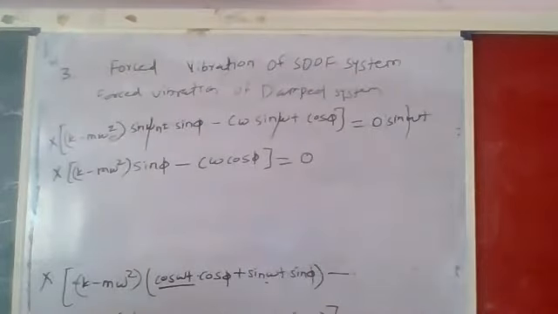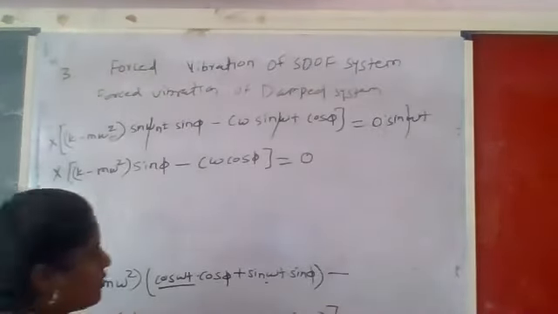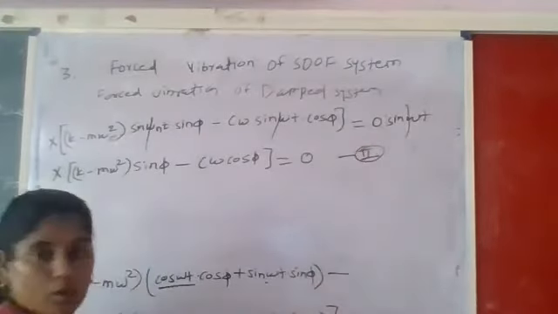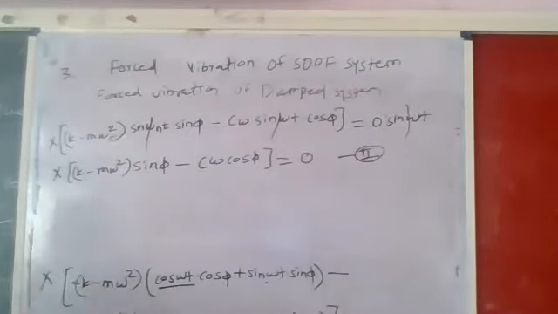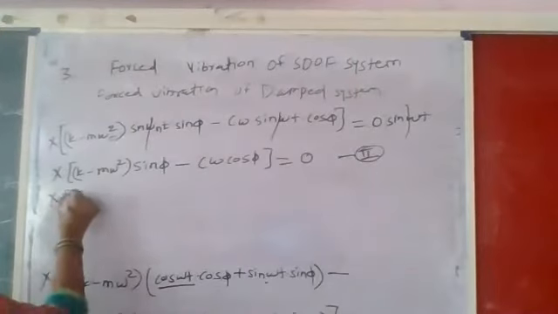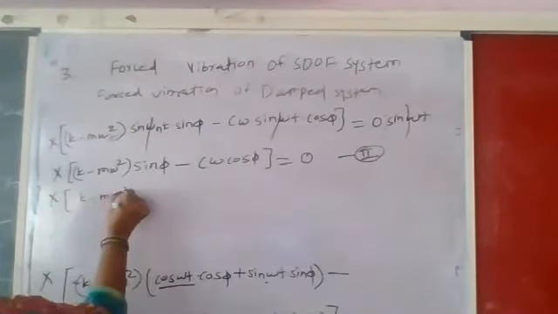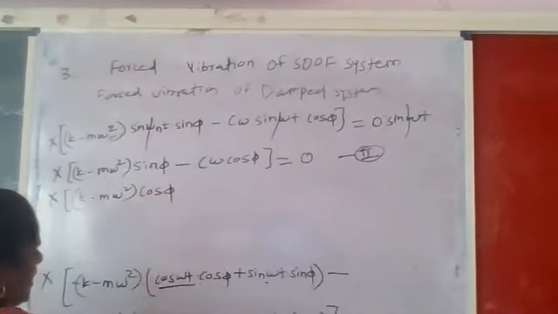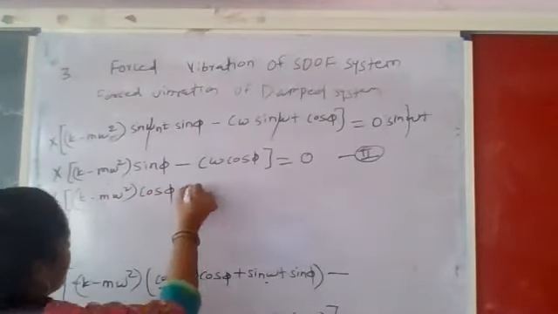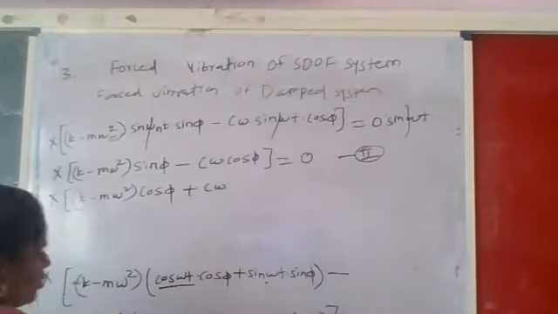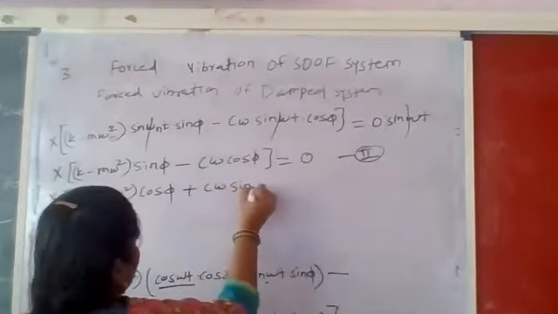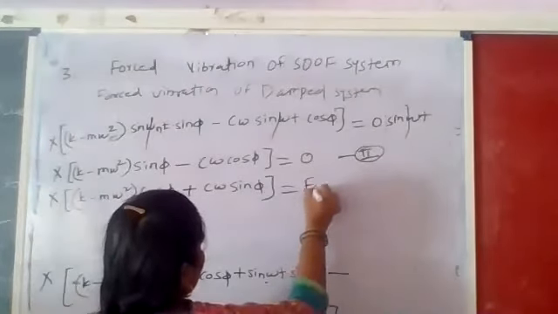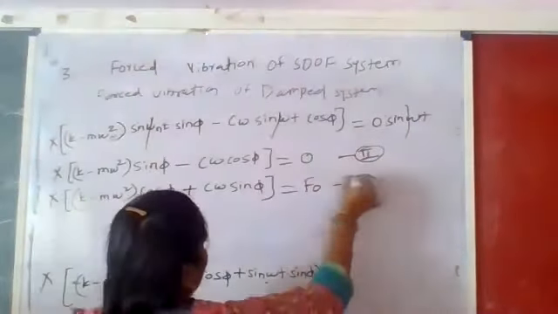Okay, so you can see that is equation number 2, and you can see also equation number 1. I will write here equation number 1 also: (k minus m omega square) into a cos phi plus c omega into sin phi, bracket complete, is equal to F naught. That is equation number 1.